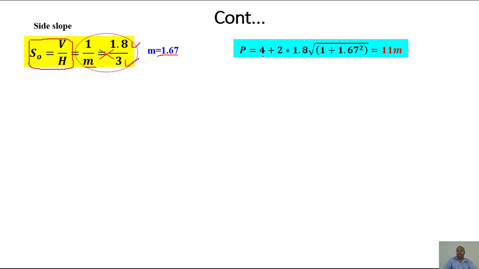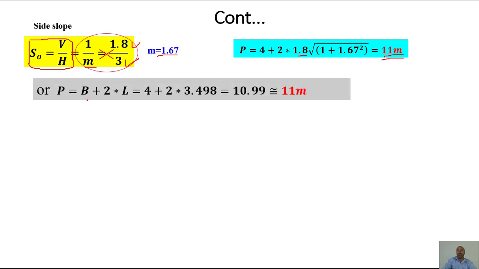Perimeter is B plus 2 times Y square root of 1 plus m square. So you get 11 meter. Or you can apply the previous formula, B plus 2 times side lengths or slant lengths of the trapezoid section. So you have L already, we computed 3.498, then approximately you can have 11 meter. So the same result with this one.